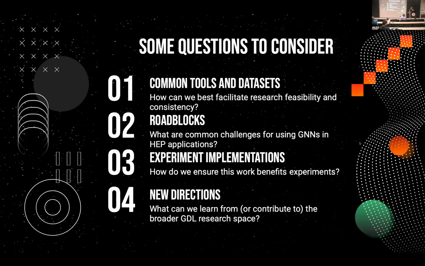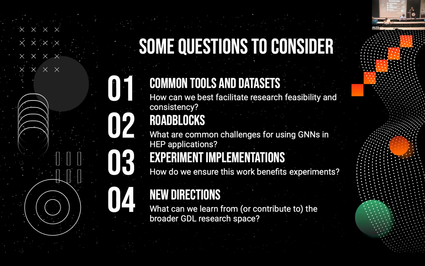And then just to prompt some of this discussion, here are some questions that I've been thinking about with GNNs in this context. Of course, there's many more, but these are some common themes that I've already seen coming out. How do we facilitate research feasibility and consistency? We have lots of groups working just on tracking even, let alone all the other things that we can do with GNNs. So how do we create consistency across these different groups?